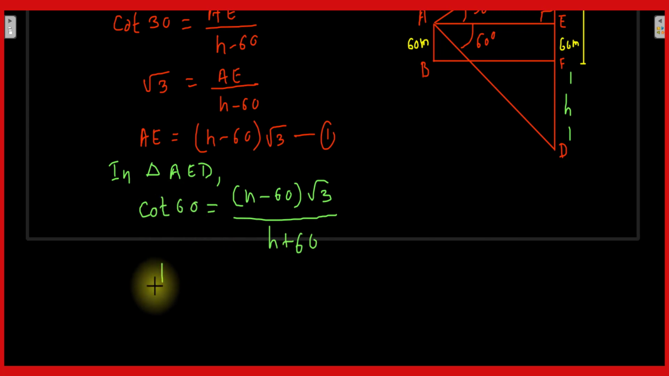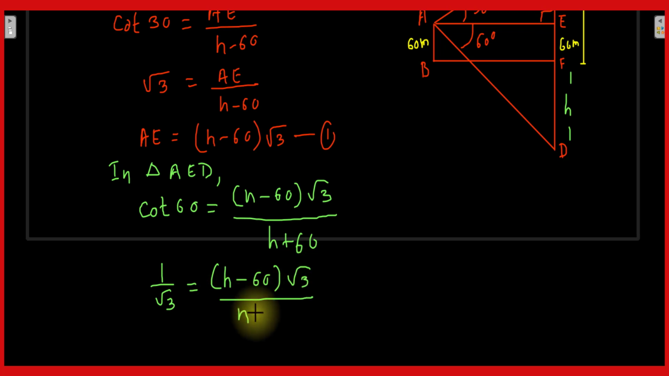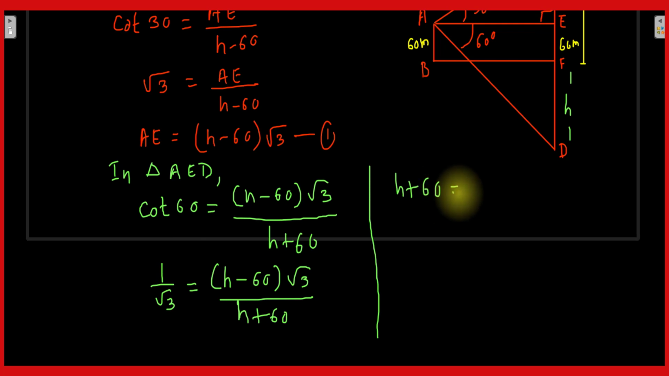Cot 60 is 1 upon root 3, which is equal to (h minus 60) root 3 upon h plus 60. Now I solve this side, so cross multiply, so h plus 60 into 1, that will be h plus 60, which is equal to, multiply by root 3 to this side, so root 3 into root 3 will be 3, multiply by 3 inside the bracket, so that will be 3h minus 6 3s are 18, that is 180.